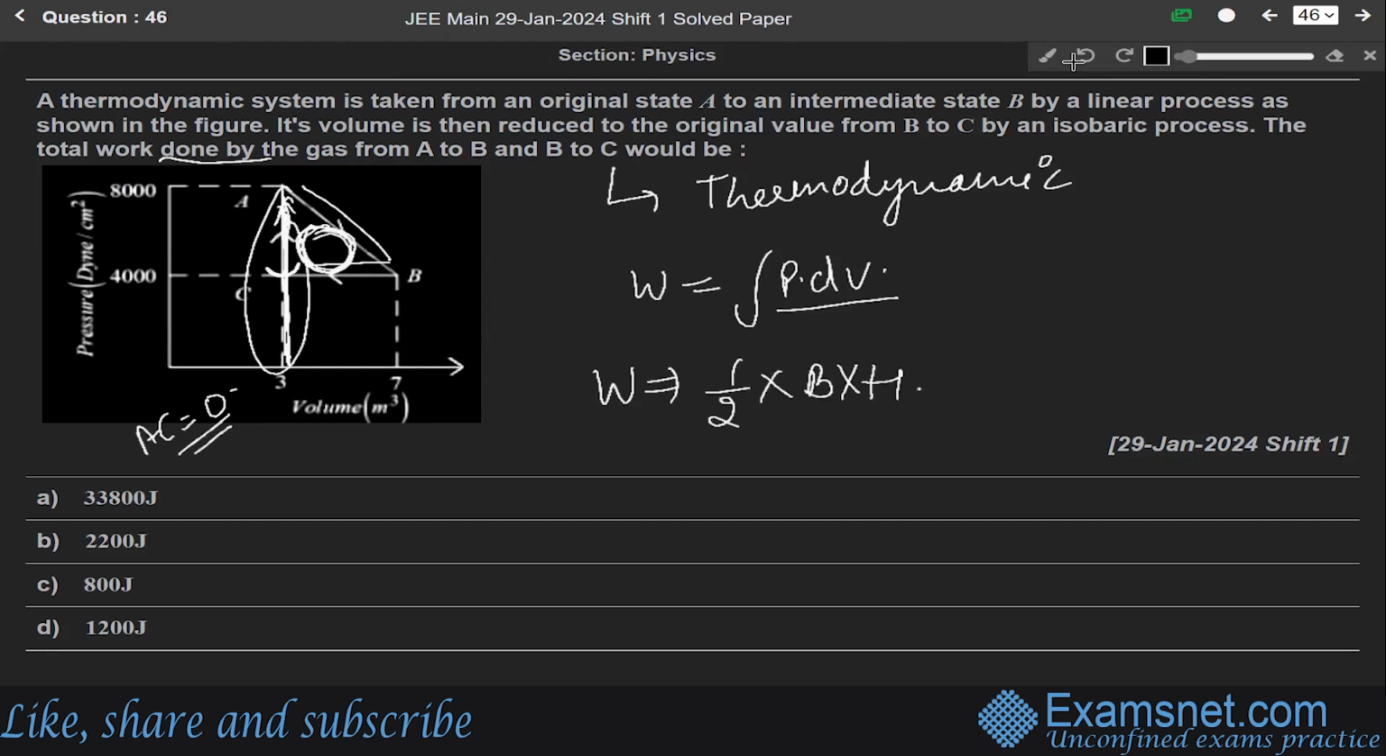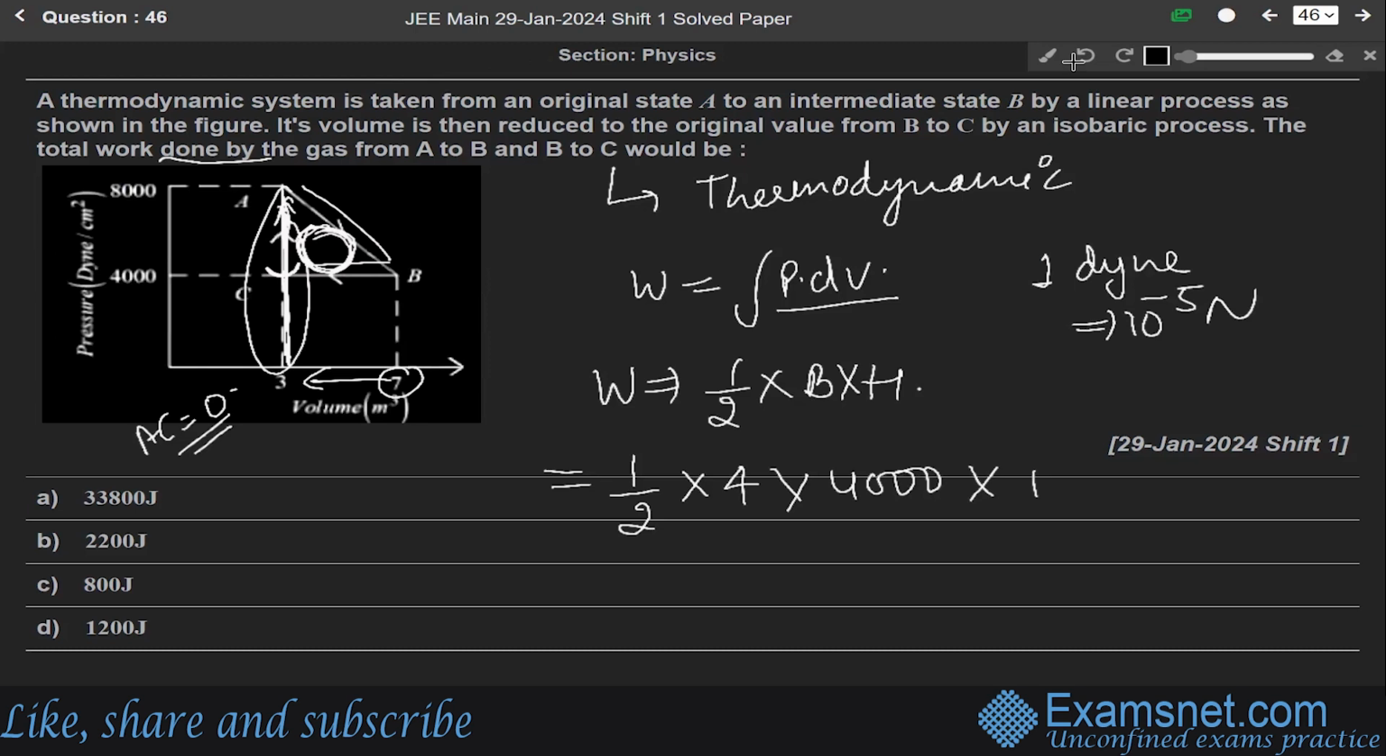So it will be equal to half into base. Base is what? BC. BC is 7 minus 3, 4, into height. Height is what? 8,000 minus 4,000, means 4,000. And it is in what? Dyne per centimeter square. 1 dyne equals 10 to the power minus 5 Newton. So it will be 10 to the power minus 5 Newton per centimeter square, means 10 to the power minus 4. So solving this, 8,000 into 10 to the power minus 5 plus 4.